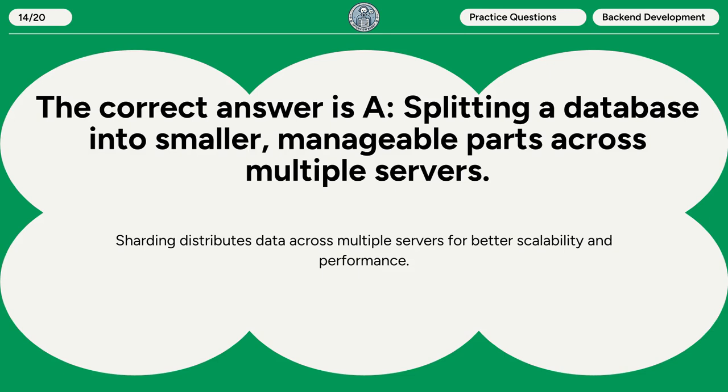The correct answer is A. Splitting a database into smaller, manageable parts across multiple servers. Sharding distributes data across multiple servers for better scalability and performance.